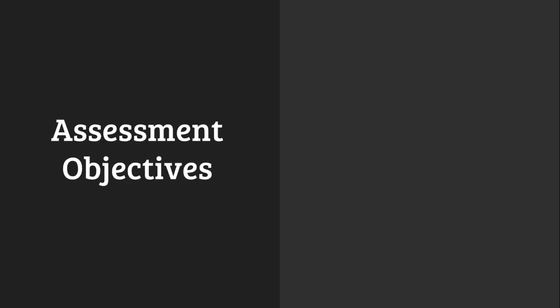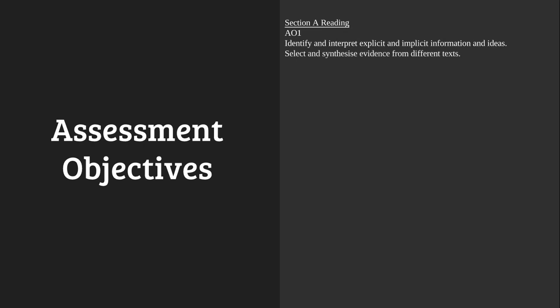So before we start looking at the actual questions themselves, we're going to have a look at the assessment objectives, okay, or the AOs. Now, there are 3 AOs for section A and 2 AOs for section B. So in section A, which is the reading section, we have AO1, which is to identify and interpret explicit and implicit information and ideas, and select and synthesize evidence from different texts. Now, you don't really need to worry about the second one there because that's an assessment objective for paper 2. So for the purpose of this one, we're focusing on the first point there.